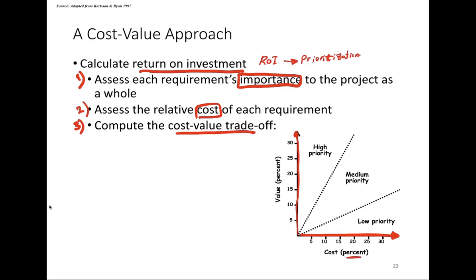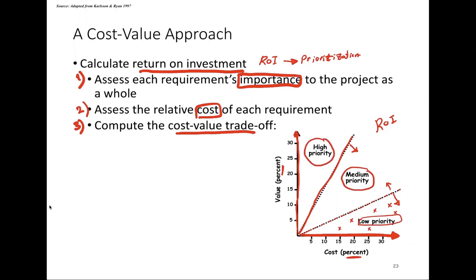The cost will be a percentage value, and the value will also be a percentage. Any requirement listed within this range, so this is the ORI curve, we have to find those boundaries. Anything underneath it will be of low priority. Anything within the second boundary in the ORI, which is of medium cost and medium value, will be categorized as medium priority. Anything that is of low cost but of high value will be considered as high priority.